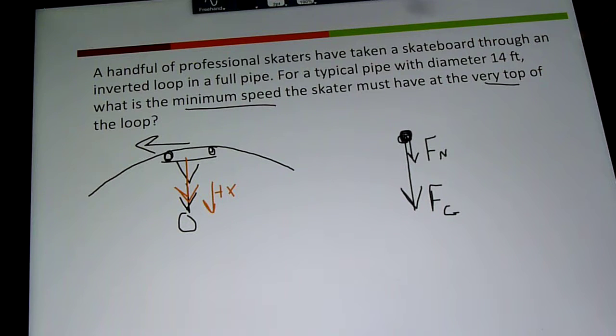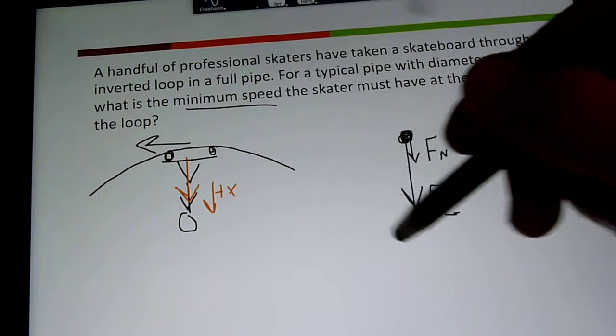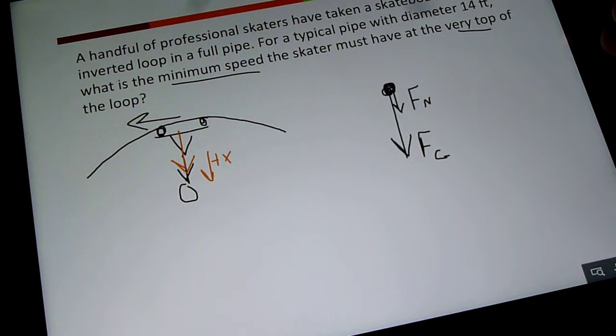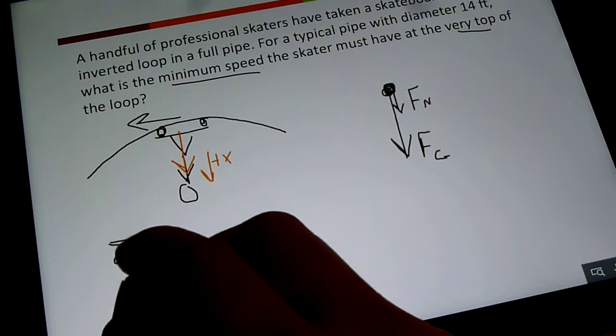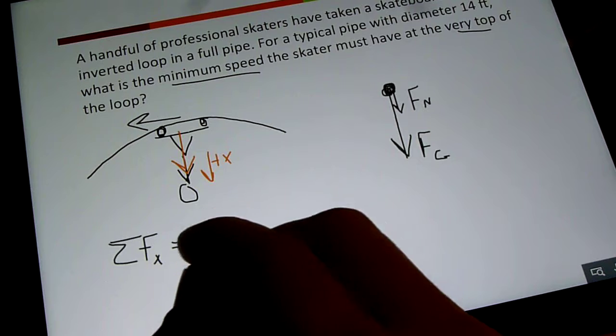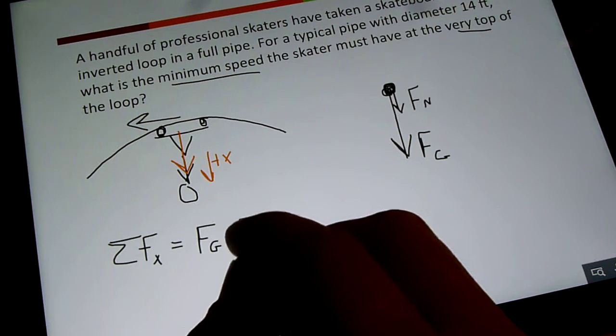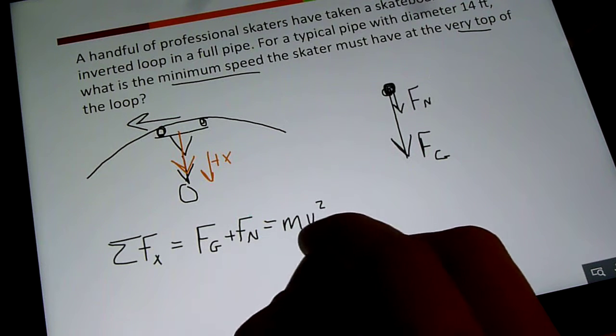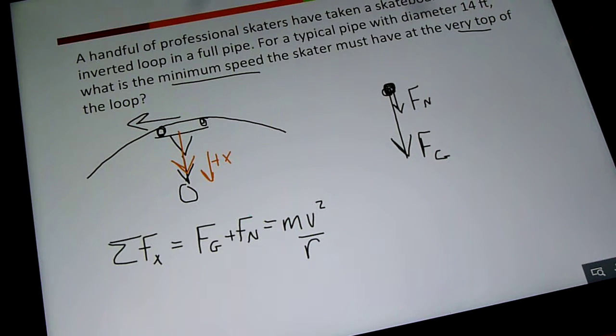And since we are asked for the minimum speed, let's first work with this to decide what that minimum speed would represent. So we have an equation in the x direction saying that the sum of forces in the x direction is going to be now my gravitational force plus my normal force, and that's got to equal mass times acceleration, where acceleration is written as v squared over r.